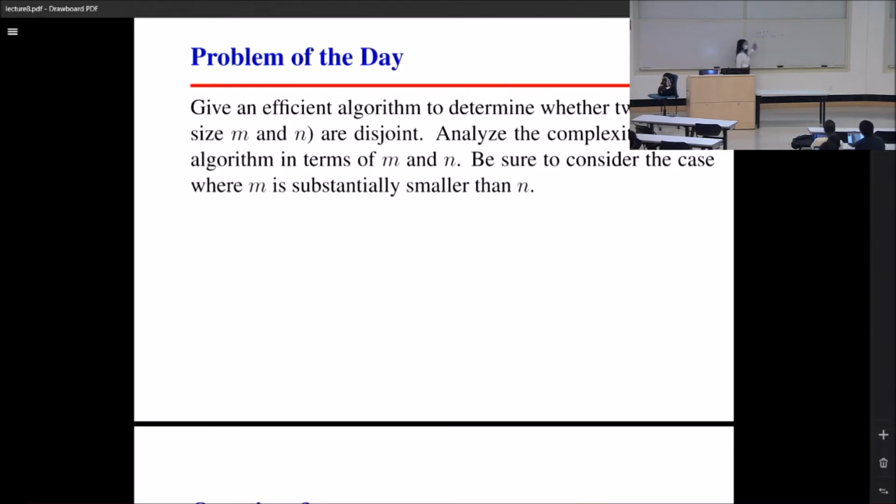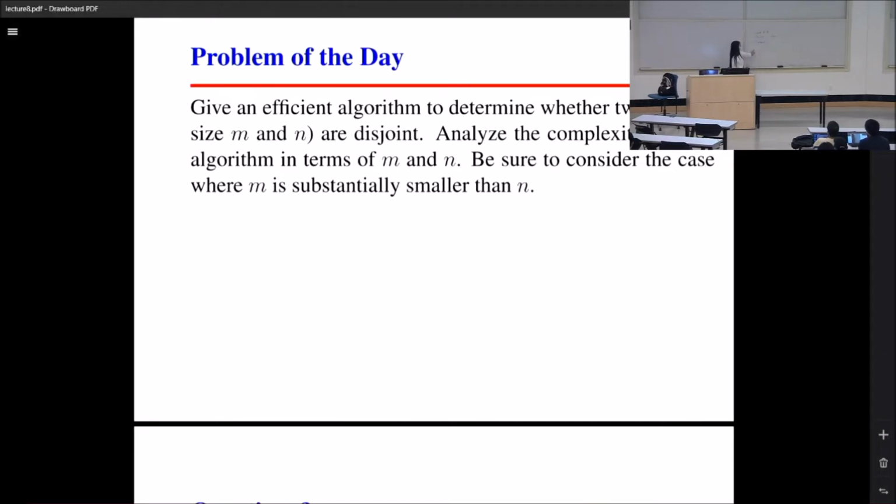And what's the final result for that? Can you tell what's the answer? Between either the M log M or the N log N? Yeah, because M is substantially smaller than N, take the N log N. Yeah, very good. This is N log N.